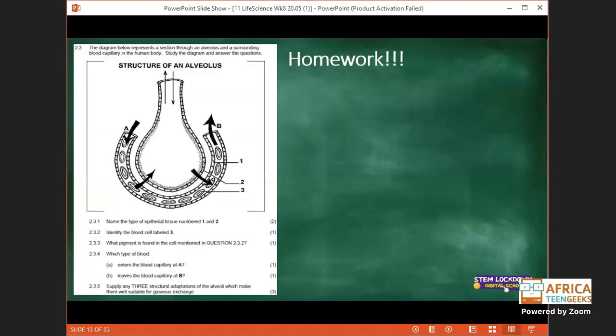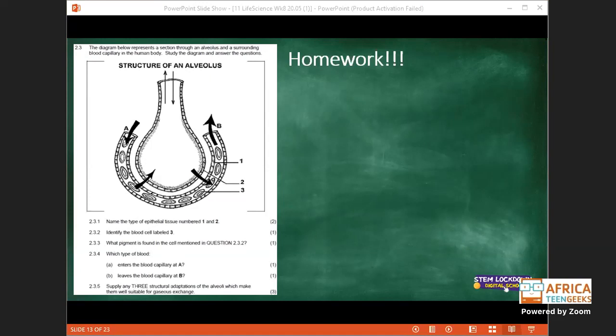Let us move on. So here is the homework that we had yesterday. Okay, so Lesedi, I will be expecting answers from you because you were a bit stressed. Okay, so yesterday we had homework, right?